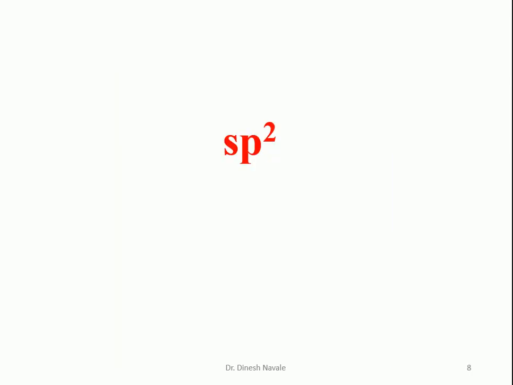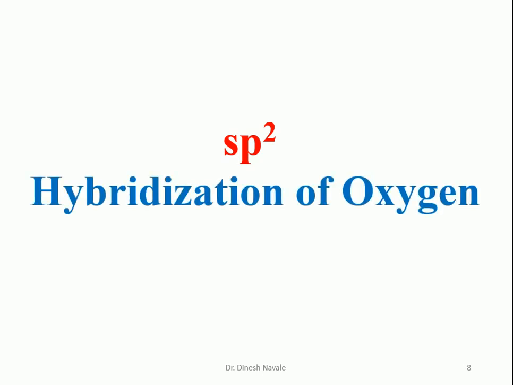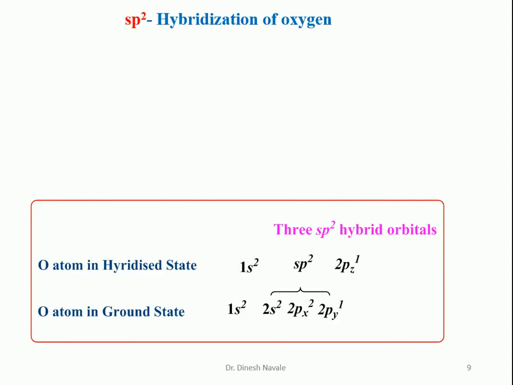In the next part we are going to discuss the sp2 hybridization of the oxygen atom. For sp2 hybridization of the oxygen atom, what is the requirement? 1 s and 2 p orbitals. For sp2 hybridization, 1 s and 2 p orbitals should be combined to give the sp2 hybridized orbitals. So first we are going to see the sp2 hybridization of the oxygen atom.